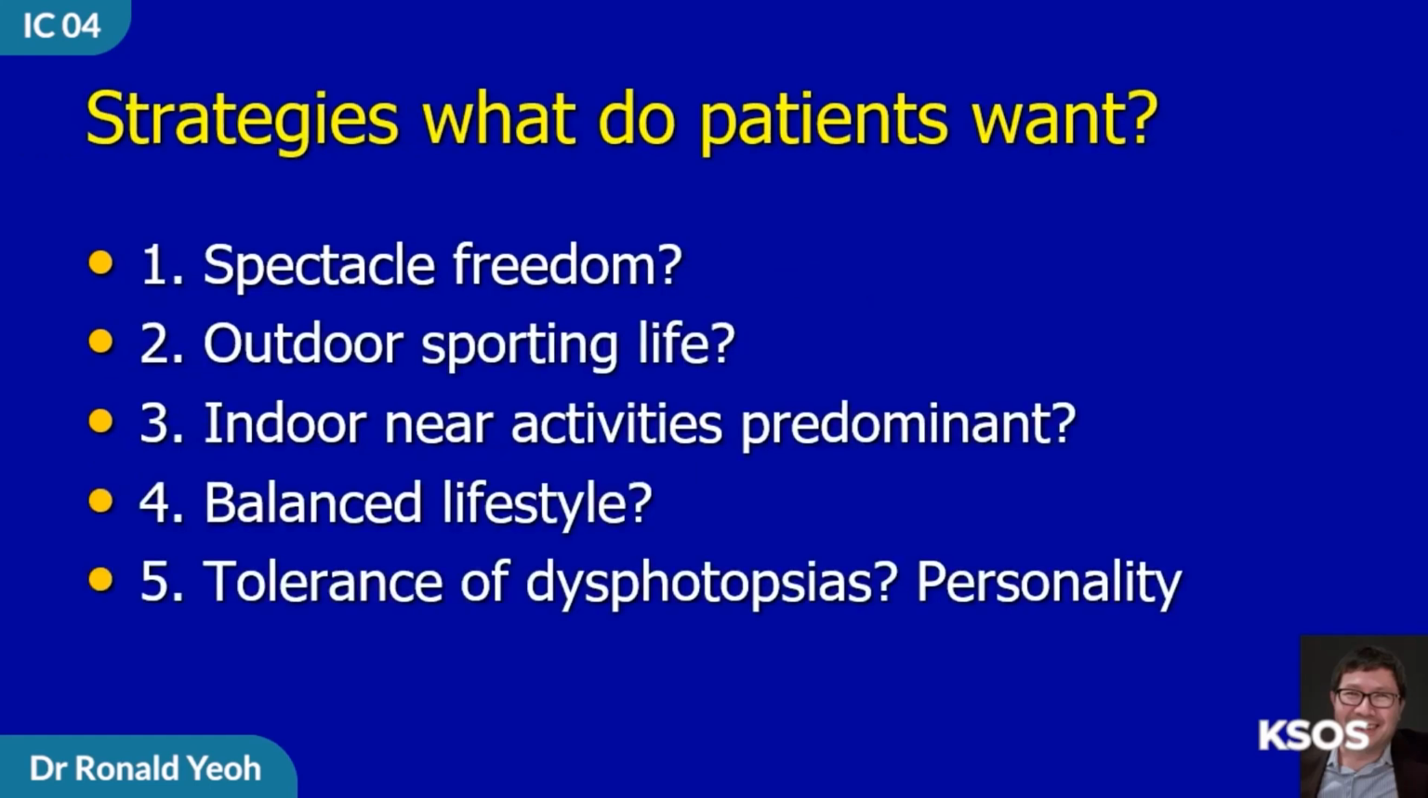So strategies. You need to decide, what do patients want? Do they want spectacle freedom or not? How's their lifestyle balance? Are they an outdoor person, or are they mainly indoors reading all the time? Or do they lead a balanced lifestyle, which is what most people do? And how tolerant are they of dysphotopsias? And that ties in with their personality type.